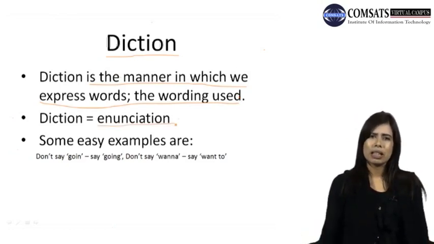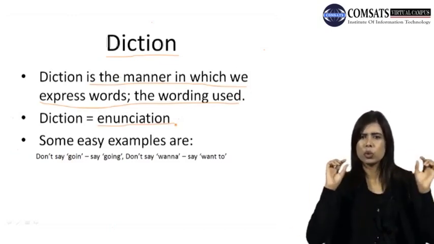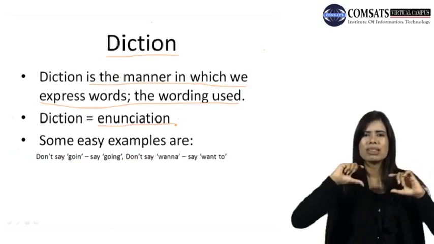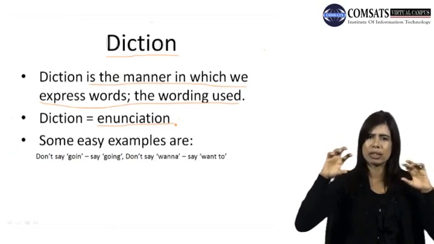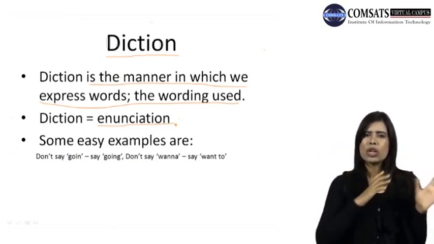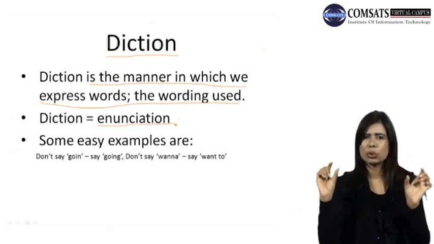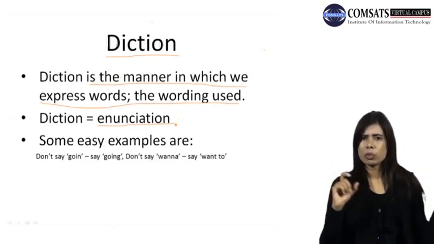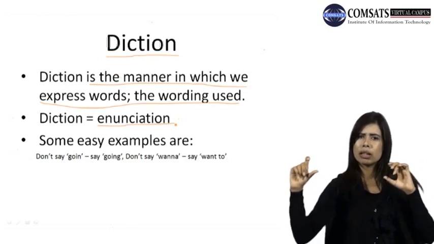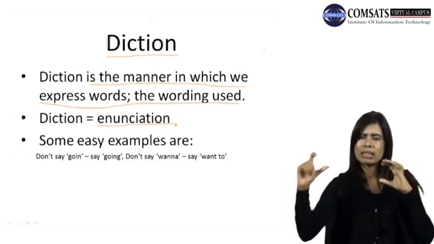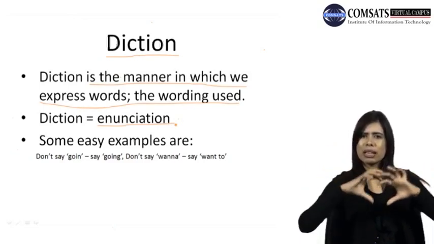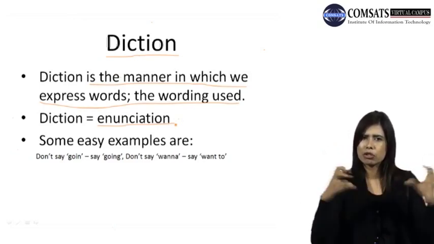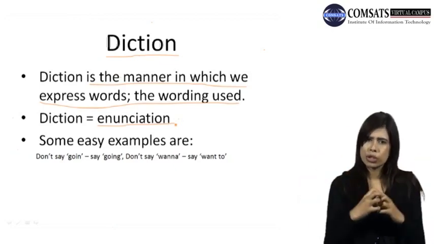Diction is basically enunciation, saying words separately, do not mix up the words. Okay, so this is relevant to the expression of words and how these words create an impression on the minds of the readers. So diction is enunciation, how to say words separately, as pronunciation deals with saying words correctly. Enunciation deals with saying words separately. Do not mix up the sounds, do not mix up different words together.